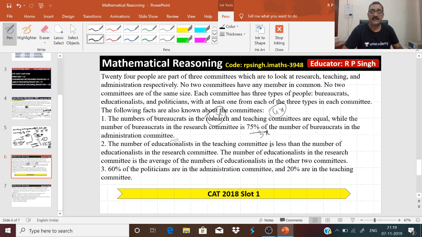The number of educationists in the teaching committee is less than that in the research committee, and the number of educationists in the research committee is the average of the numbers in the other 2 committees, that is, the sum divided by 2. 60% of the politicians are in the administration committee and 20% are in the teaching committee. So the rest 20% are in the research committee. Right guys? So by using this data, let us make a table, let us structure the data, only then we can solve the question. Right guys?